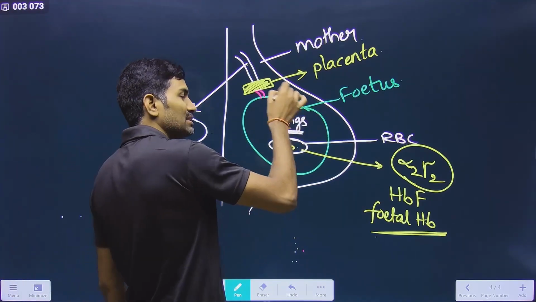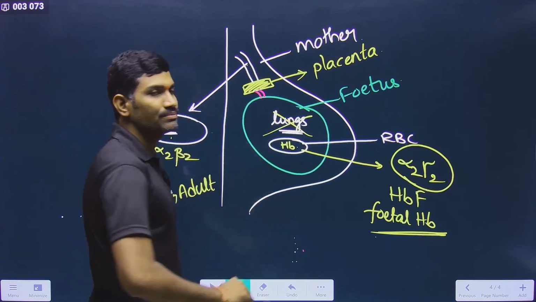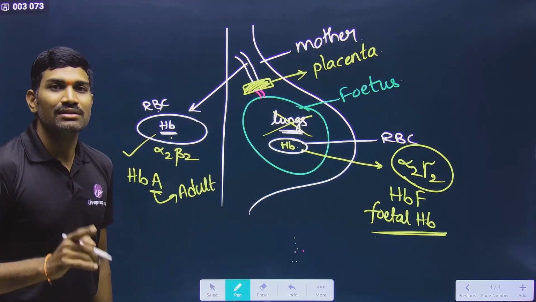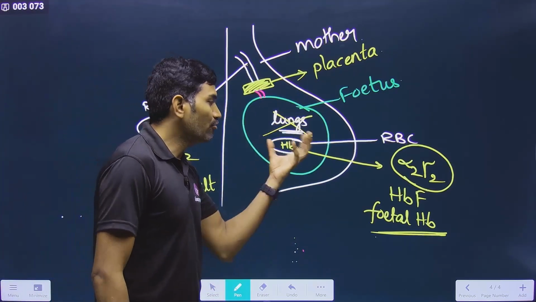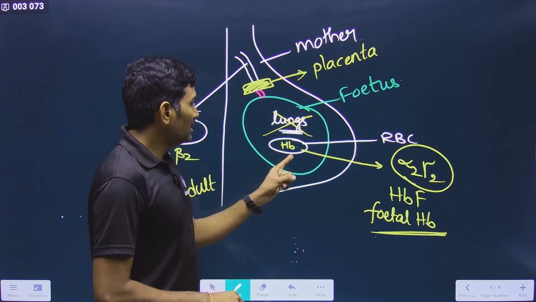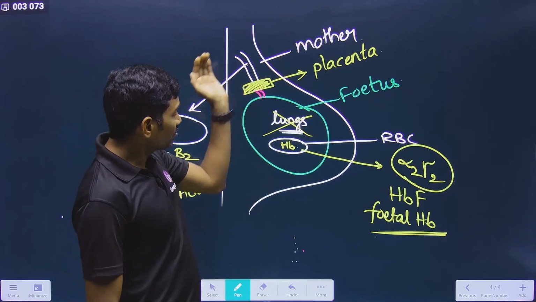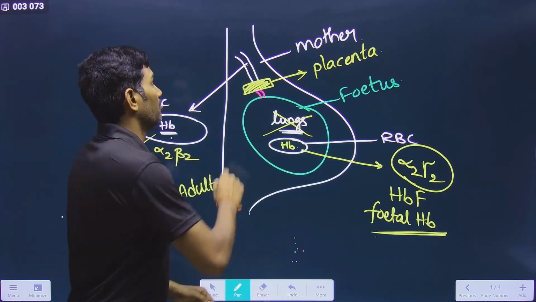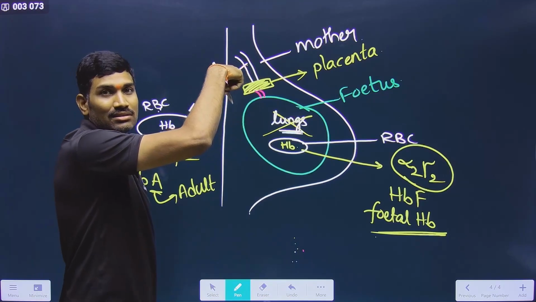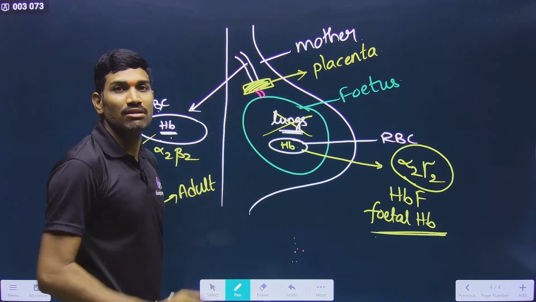Even though lungs are present within the fetus, these are not working. Then if lungs are not working, how will the fetus get the oxygen? The fetus should get oxygen from the mother. Mother is getting it through the mother's lungs. Yes or no? Through the lungs, mother is getting the oxygen, fine.